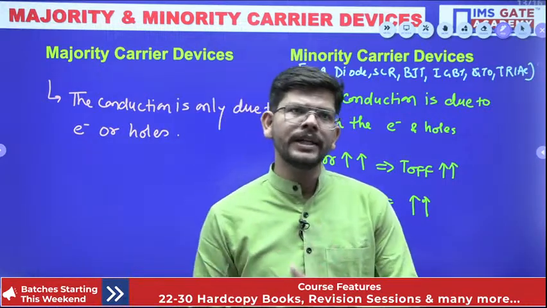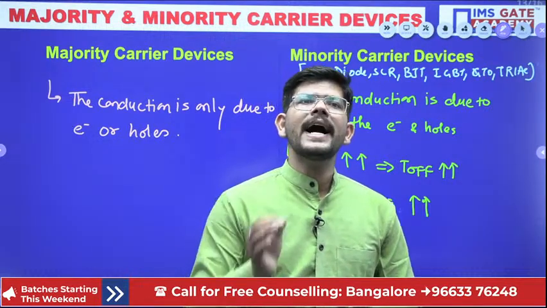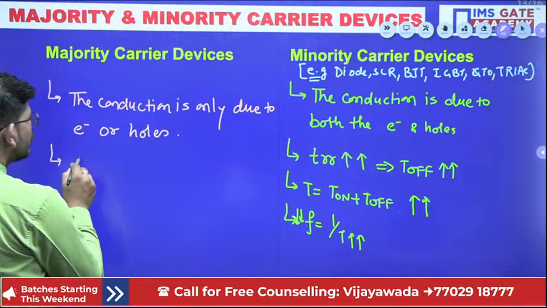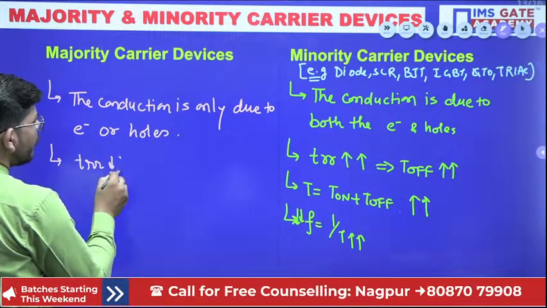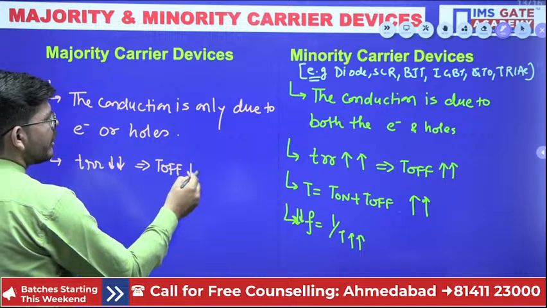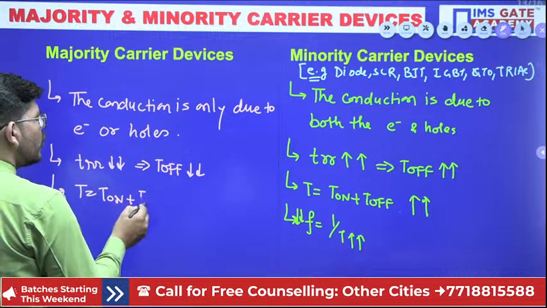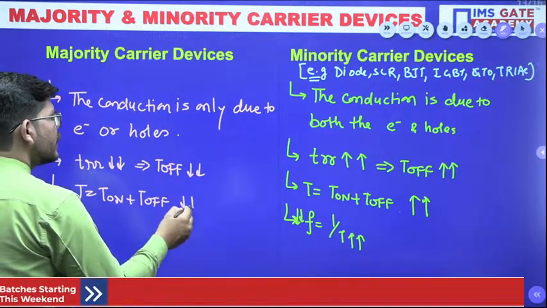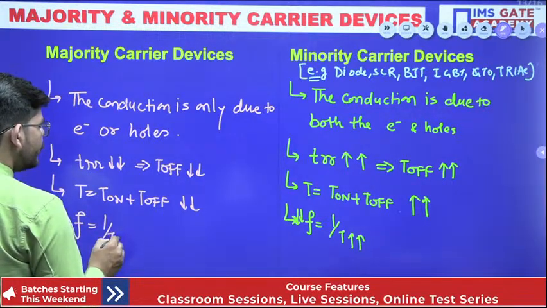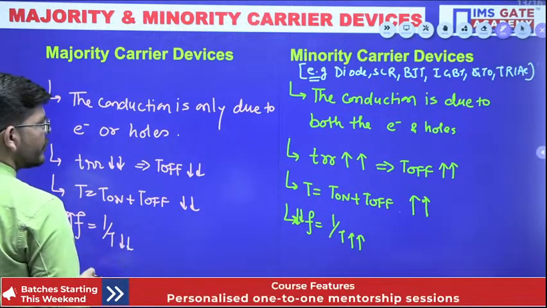So when we are turning the device off, means when we are reverse recovering the device, then we need to recover either electron or hole, so their recovery will take less time, isn't it? So the reverse recovery time will be very less here. So ultimately the T off time, the device turning off time, will be very less, and ultimately the total time, which is T on plus T off, will be very less. And finally the switching frequency, which is 1 over T, if the time is very low, then the frequency will be very high, so switching frequency will be more.